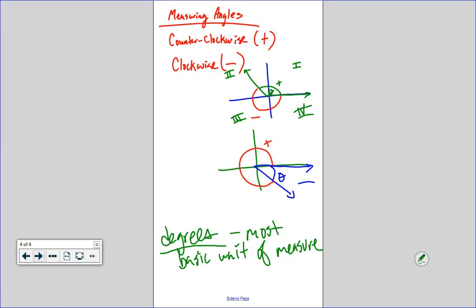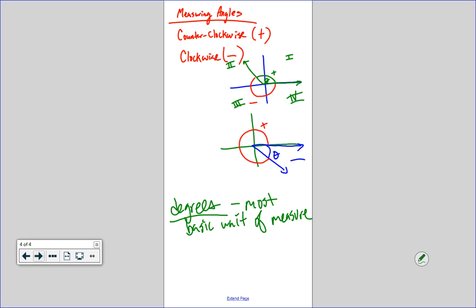All right. So the degree is our most basic unit of measurement. You may be thinking, all right, we've been doing this since like fifth, sixth grade, where they gave us protractors and we measured, right? But technically, the concept of the degree goes all the way back to the Babylonian days, okay?